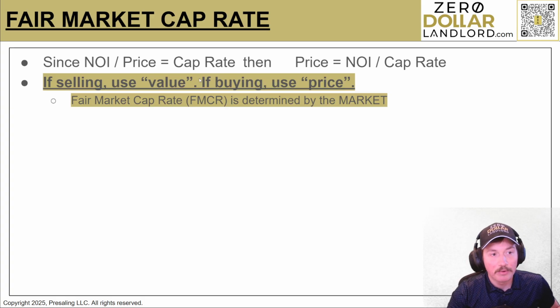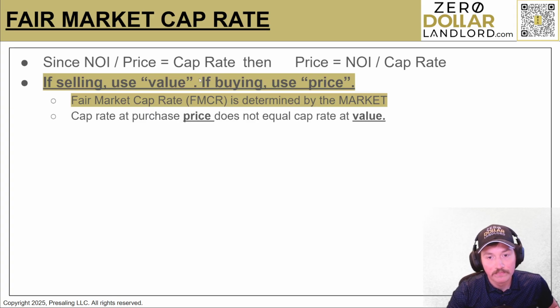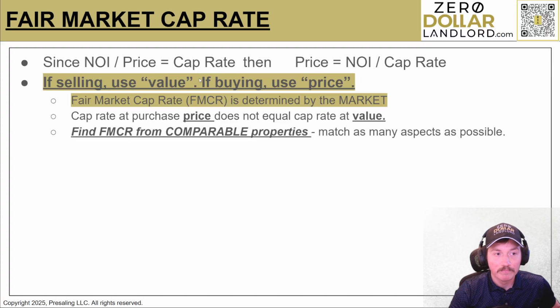So fair market cap rate is determined by the market. You don't come up with that yourself. You don't get to pick what that number is. The market determines that. So the cap rate at purchase price is not necessarily equal to the cap rate at value, i.e. when you sell. So you find your fair market cap rate from comparable properties.